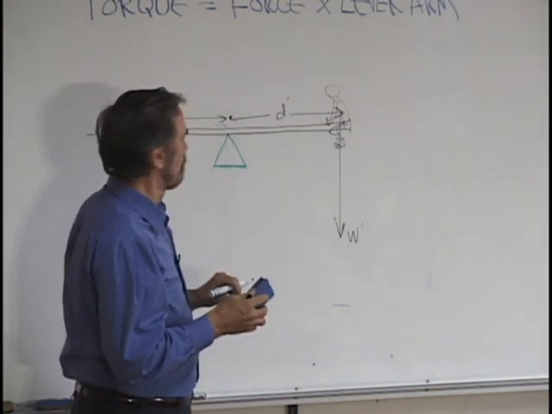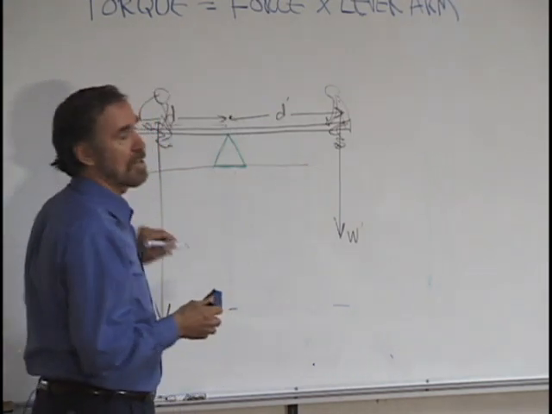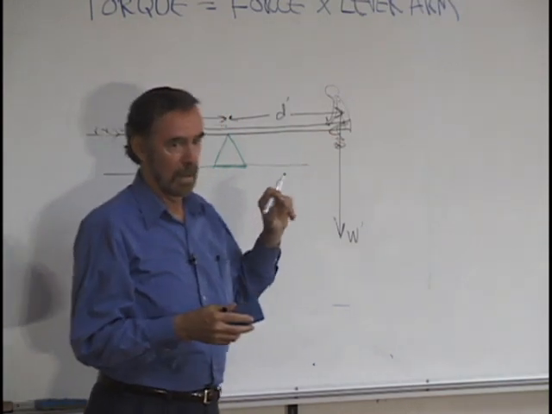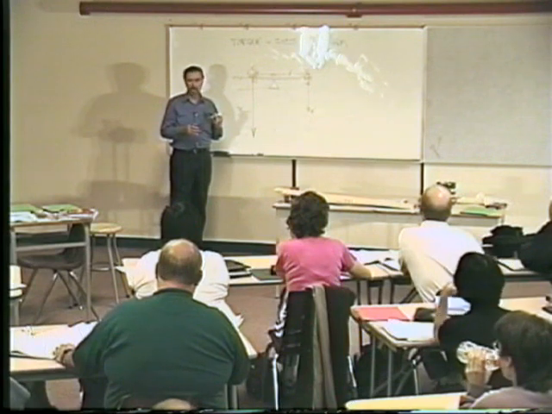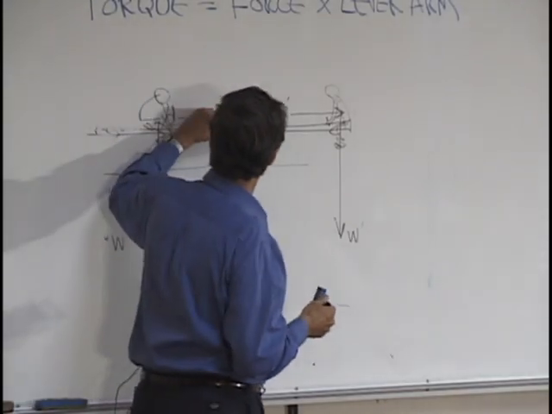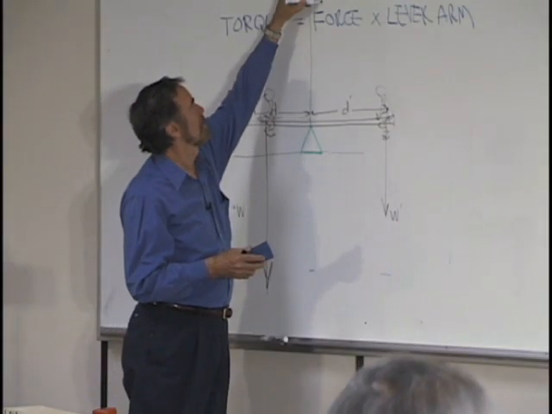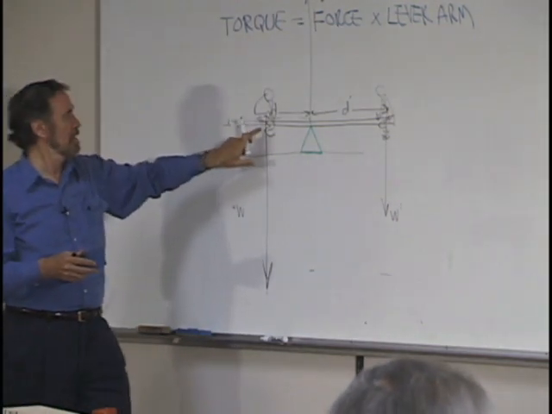Now, if I want to draw all the forces that act on the system of two people and a board, is my force diagram complete? Something's going to be holding it up. It's got to be a force that's like this. And we can call that the normal force. And how big is that normal force going to be compared to this and this?